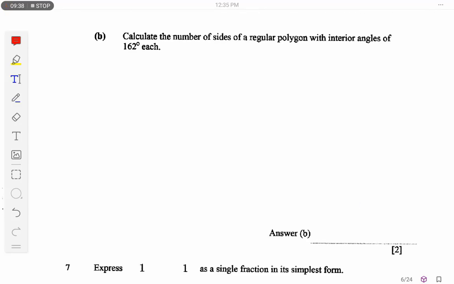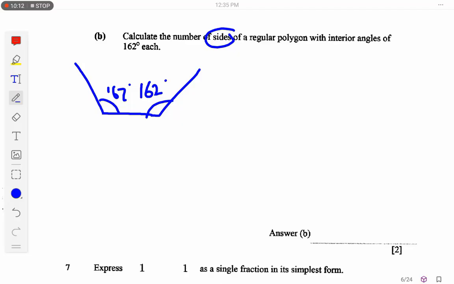Now we have another question. Calculate the number of sides of a regular polygon with interior angles of 162 degrees. So basically, when we have a regular polygon, let me just have an example here. This is a little bit exaggerated, but anyway, let's take it. I have 162 degrees here, I've got also 162 degrees here, and going on and on. I don't know how many sides, so that's the question, we want to find the number of sides.